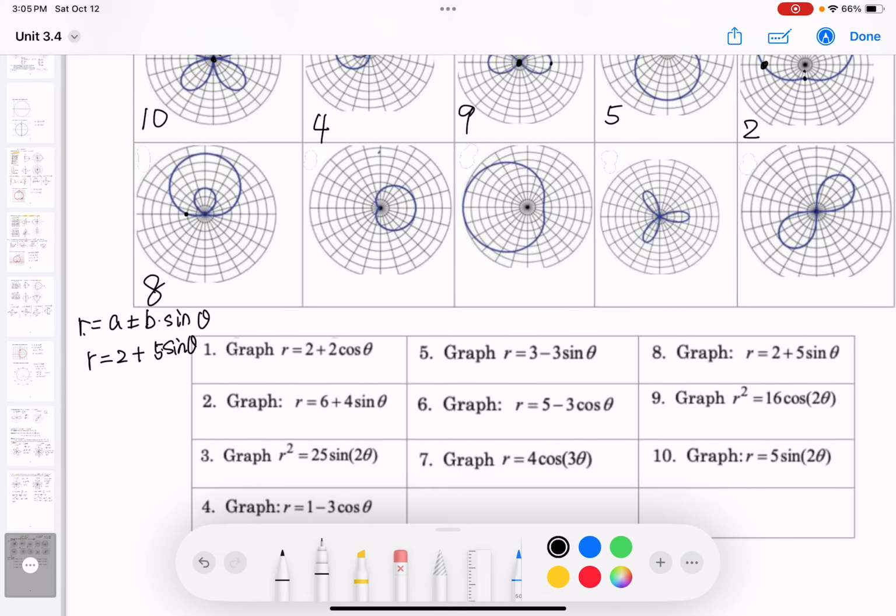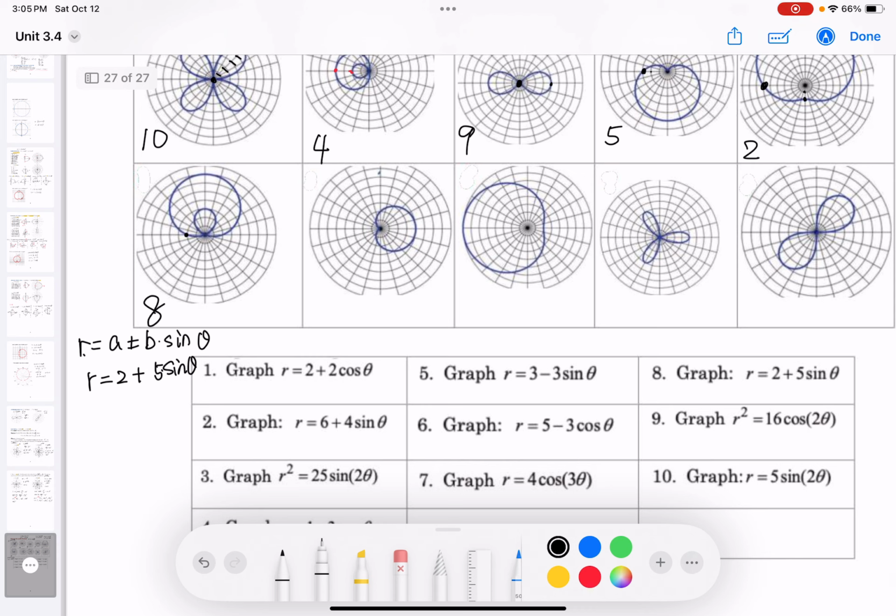Let's see the next one. This is a heart shape. The heart shape is r equals a plus or minus. We need to have plus because it lies on the positive x-axis, and a times cosine theta because it's on the x-axis. And what is the A? Let's see a point here: 2. So r is equal to 2 plus 2 times cosine theta. And this is graph 1, the first graph.